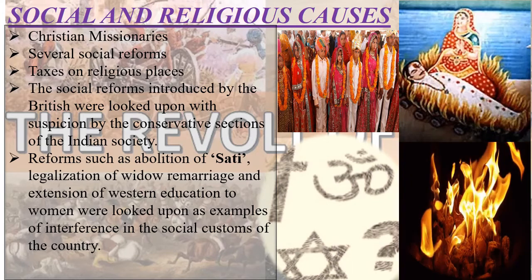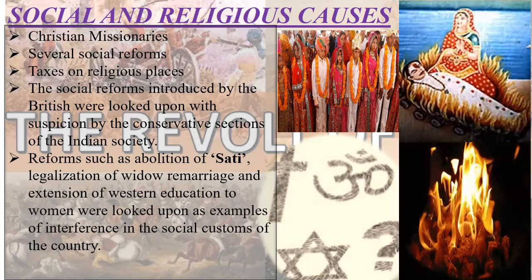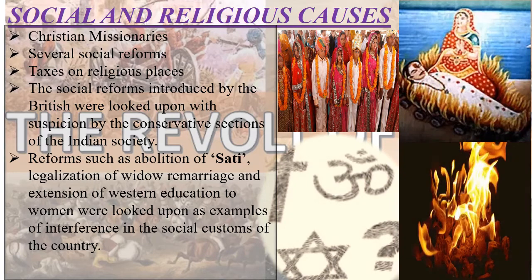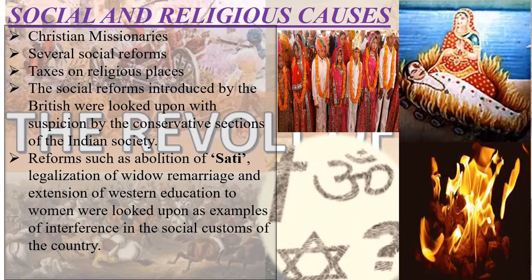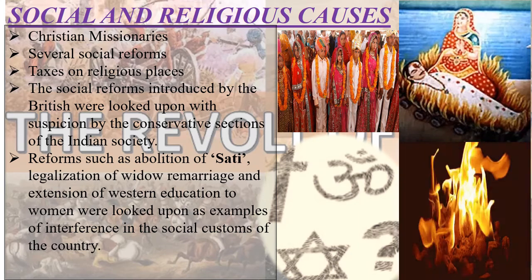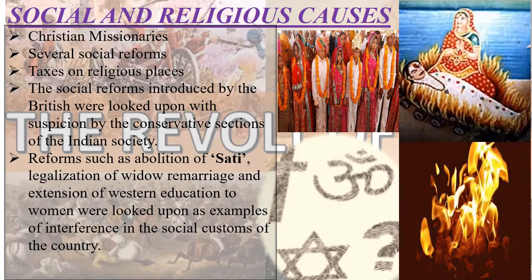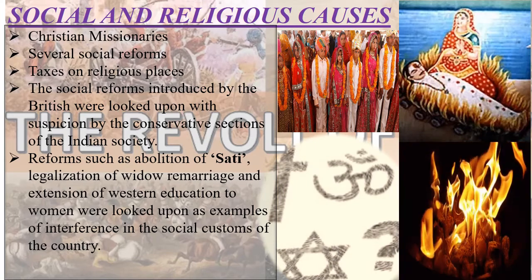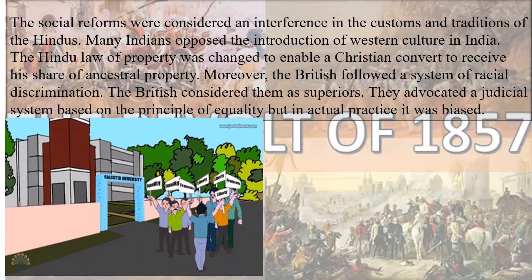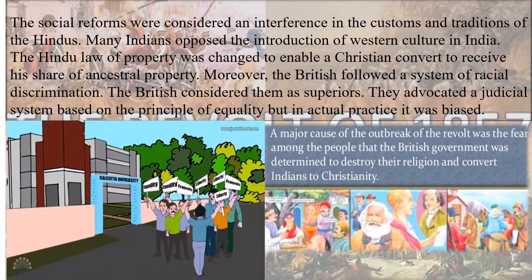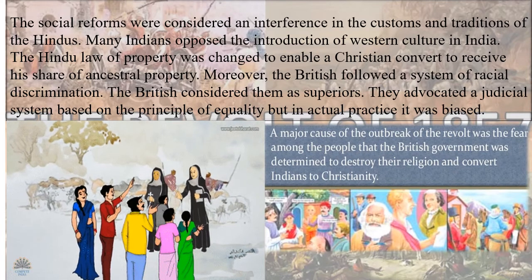But the conservative sections of Indian society felt that the foreign government had no right to interfere in or reform the religious and social customs of India. The conservative sections also viewed the works of missionaries like William Carey with suspicion. They believed that the social work carried out by the missionaries was actually a means to spread Christianity in India.